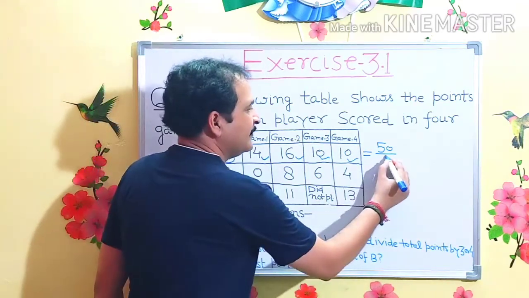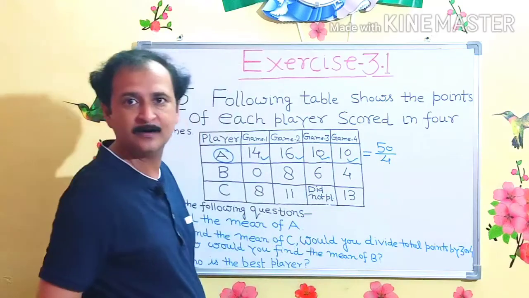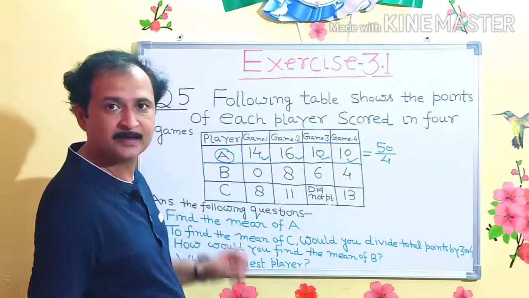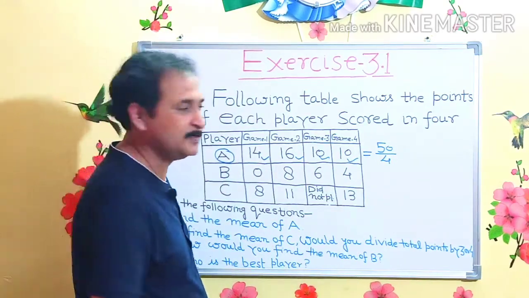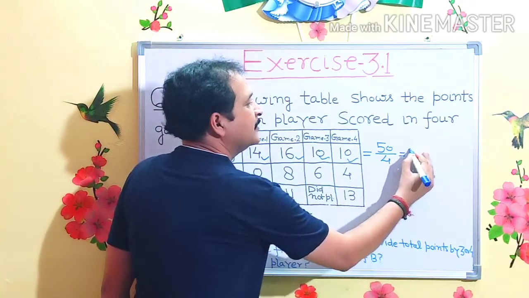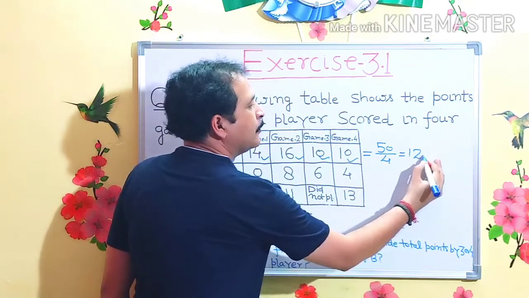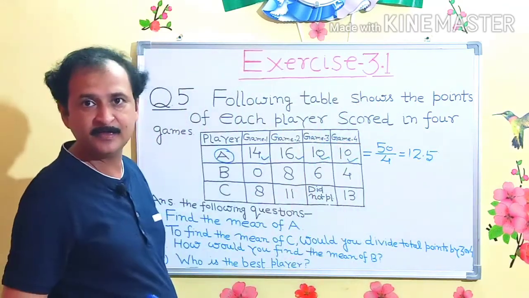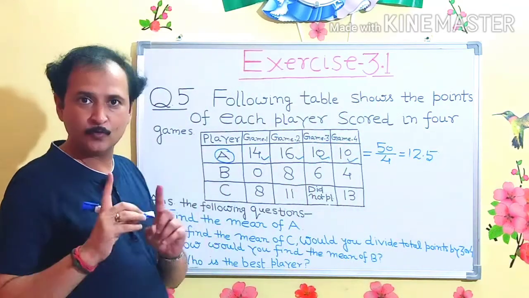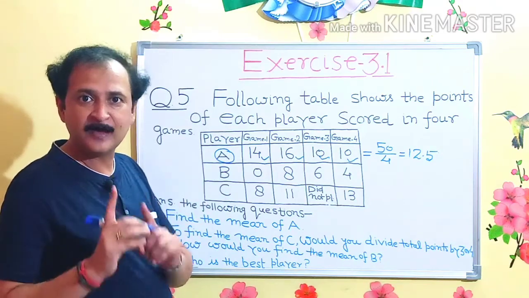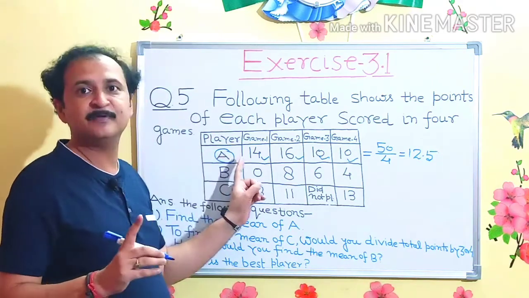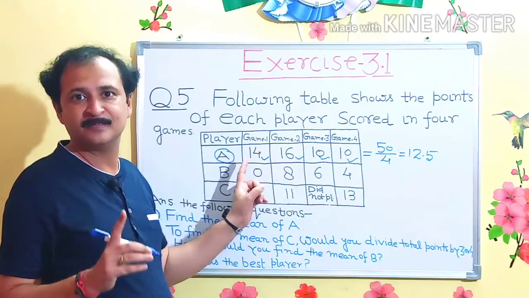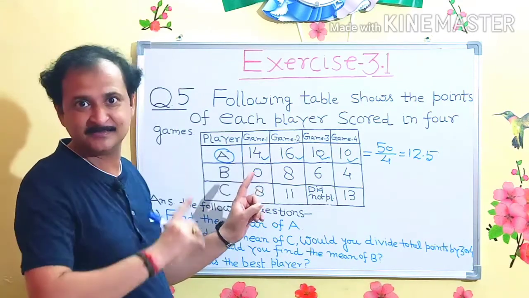So 50 divided by 4 is the mean of player A. 50 divided by 4 is 12.5. It means player A scored 12.5 points in each match. Clear? It means it is the average.